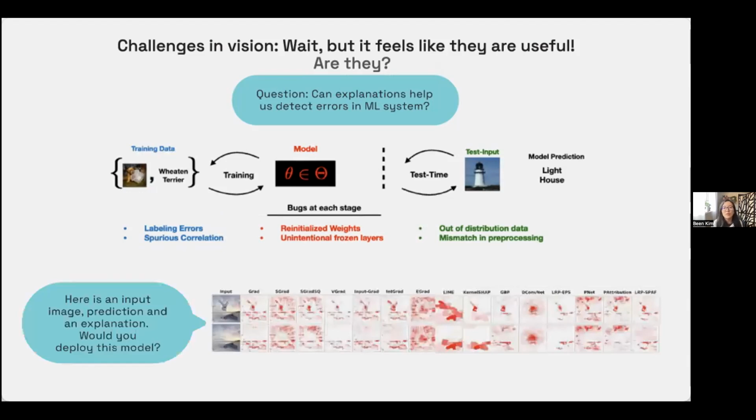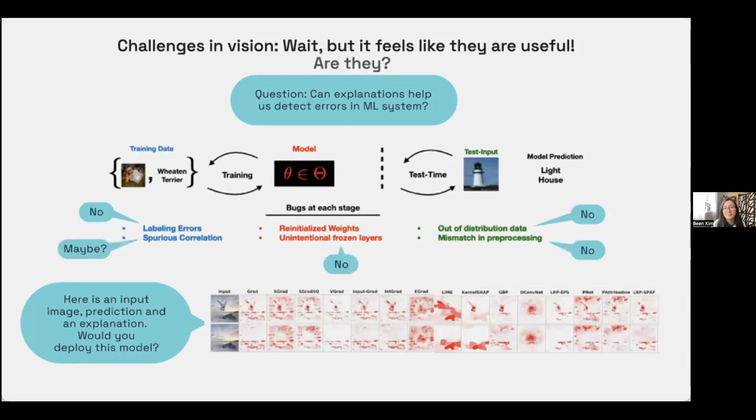Then we showed an input image, a prediction, and an explanation, using many explanation methods popular in the field, with different methods for each group. So some saw saliency maps and some didn't. Then we asked our subjects if they would deploy the system. We were testing whether explanations can help them validate the machine learning system. The results were a little bit disappointing. The only error the humans could detect this way was spurious correlation.